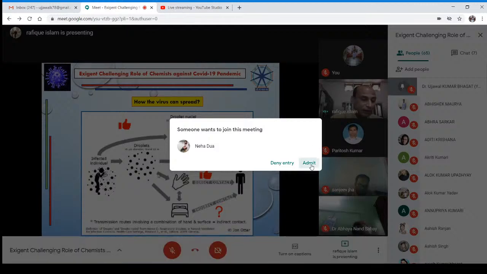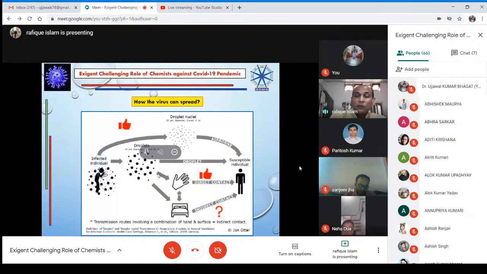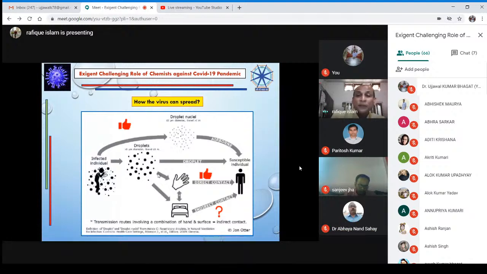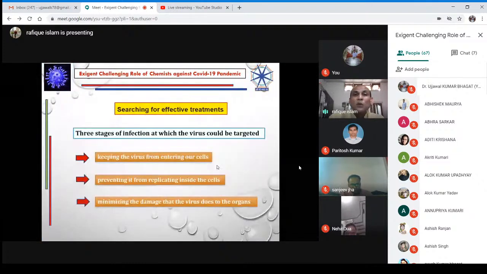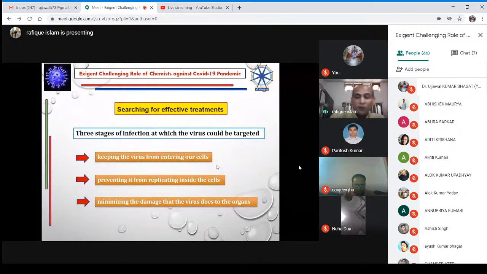Okay, then we'll have to think about what treatments we are preventing this way, but still the infection is going on, so we need some preventive measures. So what are the preventive measures? Here we have to search for some effective treatments.